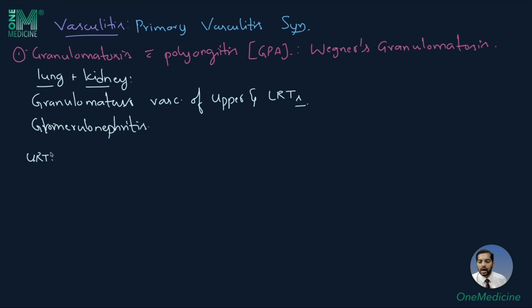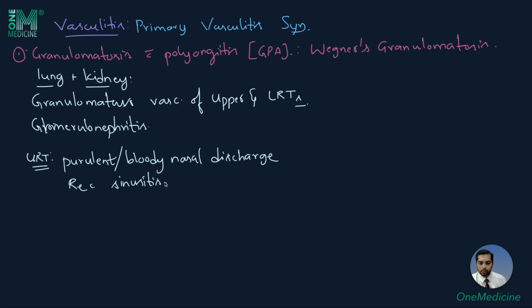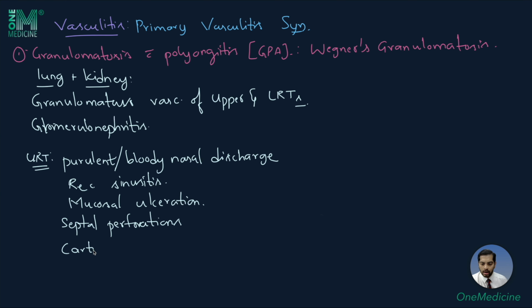The upper respiratory tract involvement can lead to purulent or bloody nasal discharge, recurrent sinusitis, and mucosal ulcerations of the nasal mucosa. Patients can have septal perforations and a characteristic cartilage destruction of the nose, leading to a saddle nose deformity.